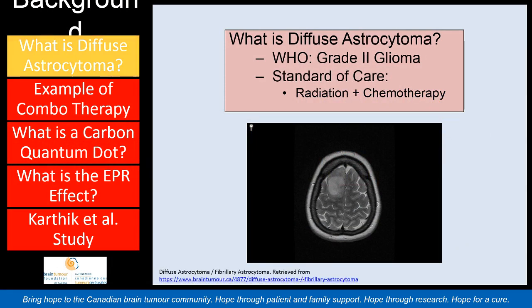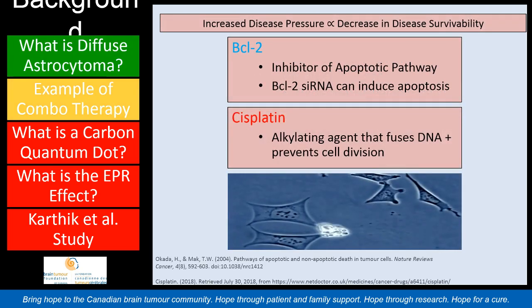All right. So first and foremost, let's quickly go through the information necessary to understand our proposal. What is diffuse astrocytoma? It is a grade 2 glioma, and once diagnosed, the standard of treatment is radiation with chemotherapy. There are many ways to treat cancer, and one of them involves the pro-apoptotic agents BCL2 siRNA and cisplatin, which can effectively destroy tumor cells, as you can see on the slide.